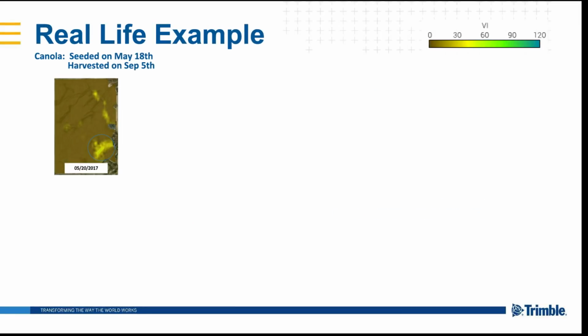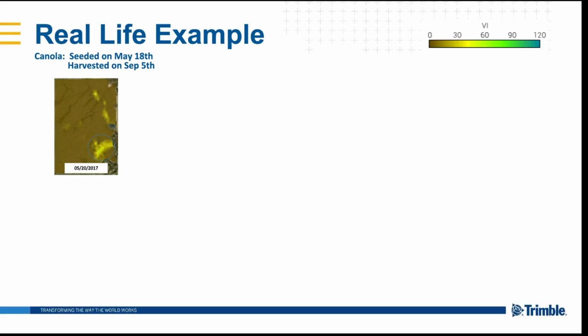Okay, we talk about having more images throughout the season to monitor crop health, but what does it mean? How can you use them? Now, I'm going to walk you through a canola field from the 2017 season. This field was seeded on May 18th and was harvested on September 5th. As you can see, the first image available was from May 20th. It was a couple of days after seeding, which is the reason why the vegetation index values were low.